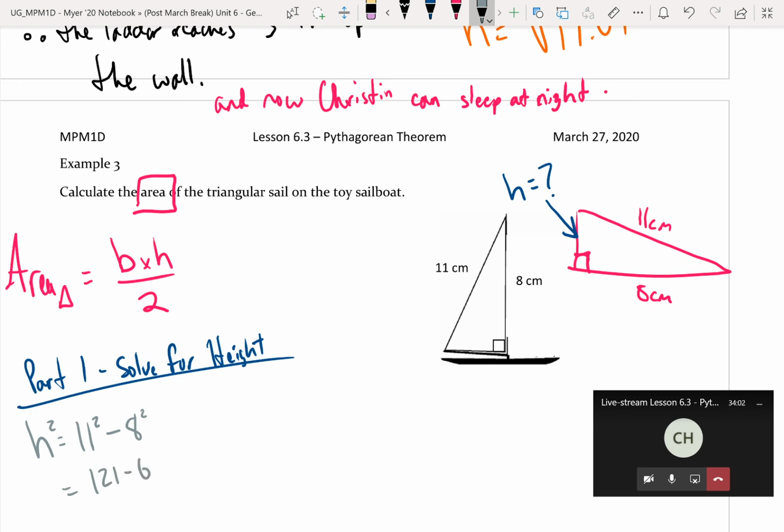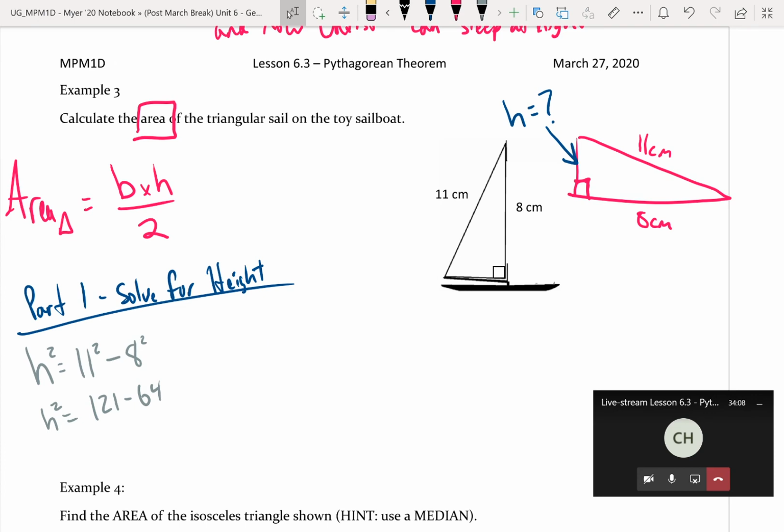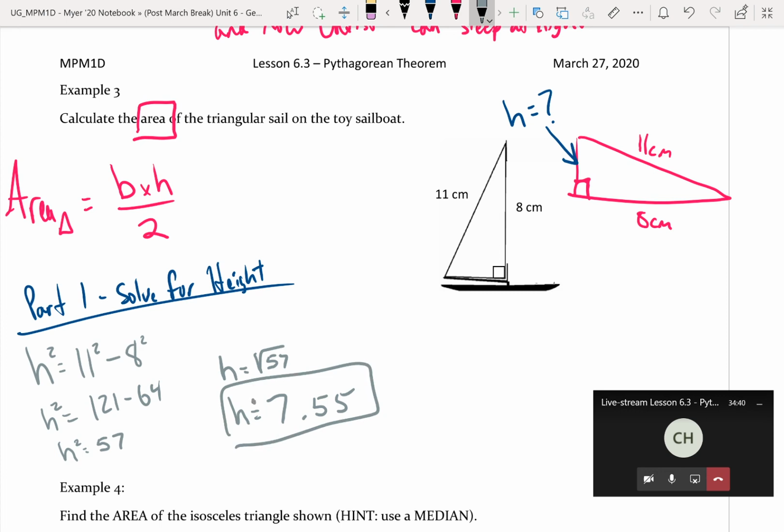So 121 subtracted by 64 is 57. So h squared is equal to 57, so h is equal to the square root of 57. And h is equal to 7.55. I'm going to use two decimal places there, just because it's a little more accurate, because we're solving for area.